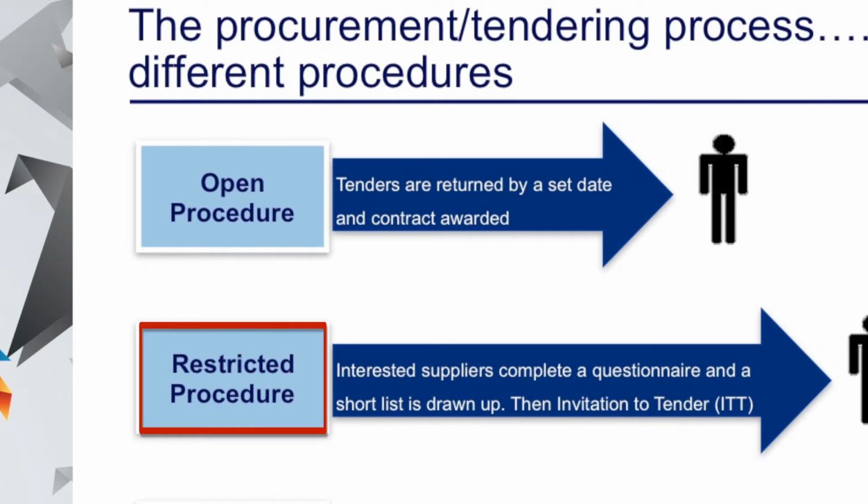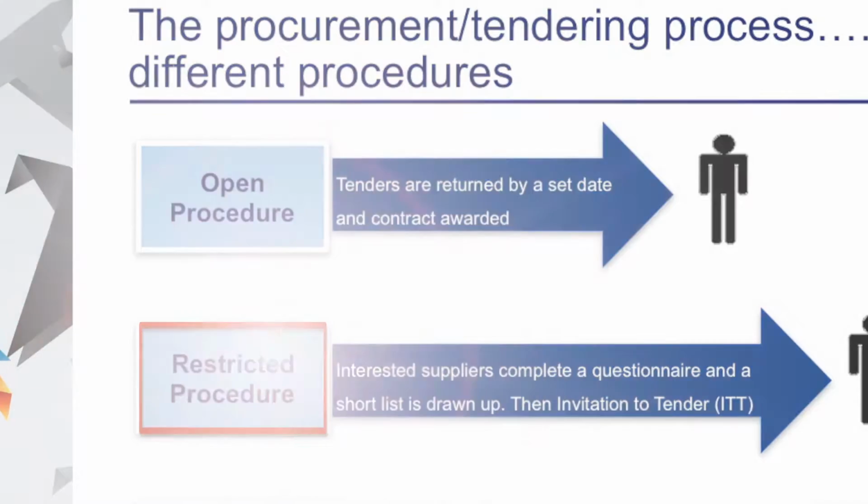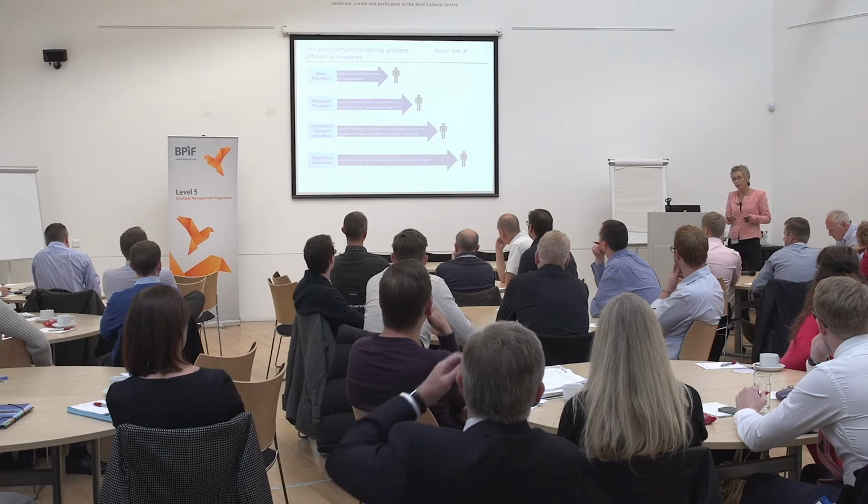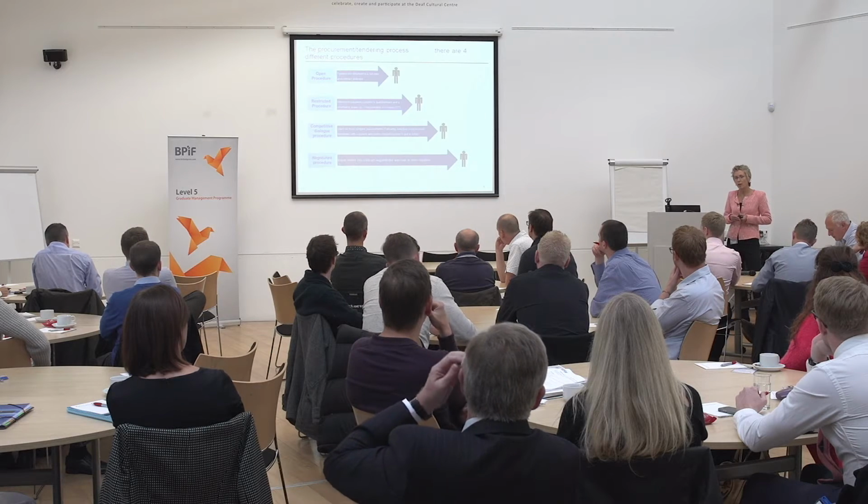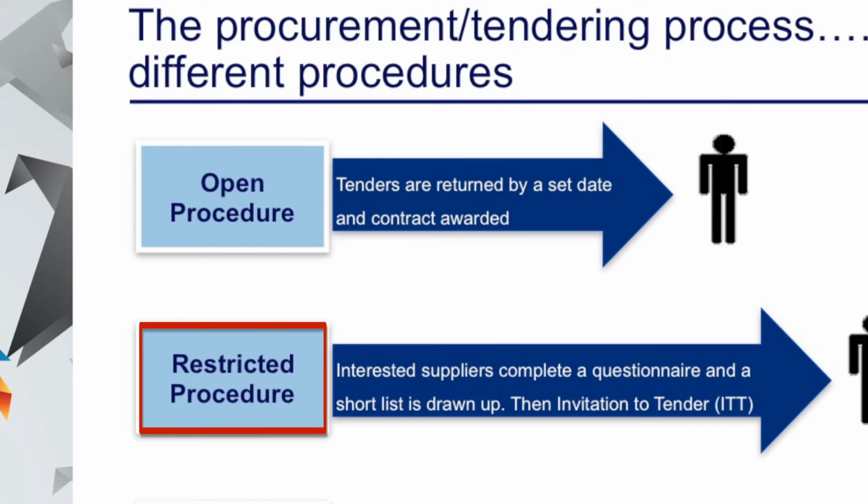The second one is the restricted procedure, and in the restricted procedure we would send out a questionnaire to interested parties, and those would typically just be around questions like finance, capability, standards, and things like data protection, security, just to make sure that you can actually meet the requirements to deliver the services. And once people have satisfied that or applied in that questionnaire, we would go through that questionnaire and select a number of suppliers. Once those suppliers have been selected, we would send out the invitation to tender.